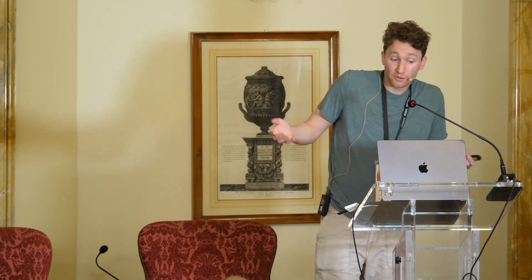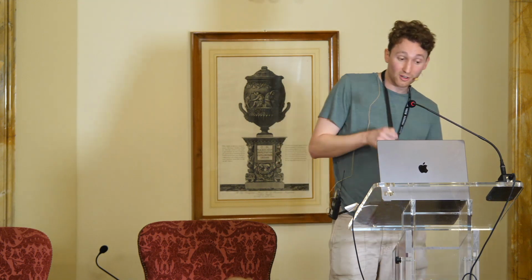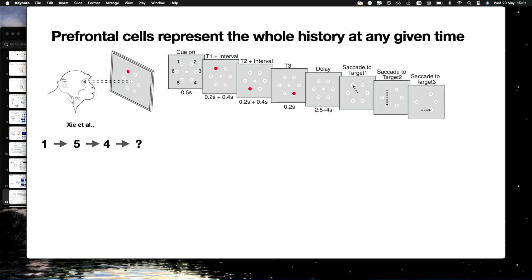This task looks like this. You see light number 1, light number 5, light number 4, and then you need to predict what comes next. And that's really like the sort of task that we've seen before. The sequences are like you've been walking around on this graph.